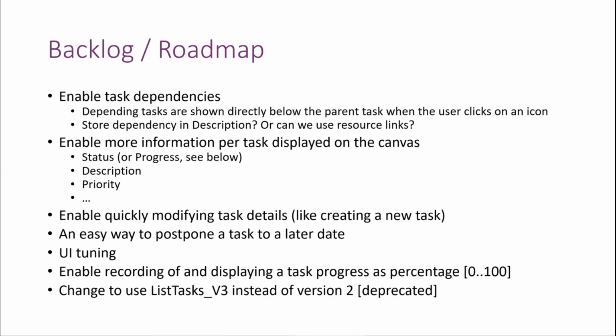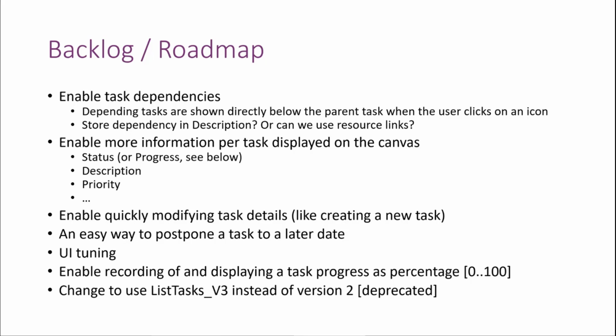Also, some additional fields I would like to display on the chart per task. There are plenty of fields in the planner that are not yet visible on the chart. And also, I would like to enable the user to postpone a task easily on the Gantt chart.